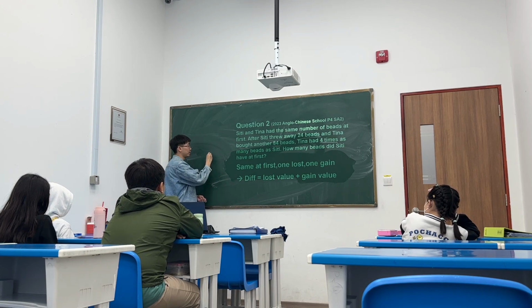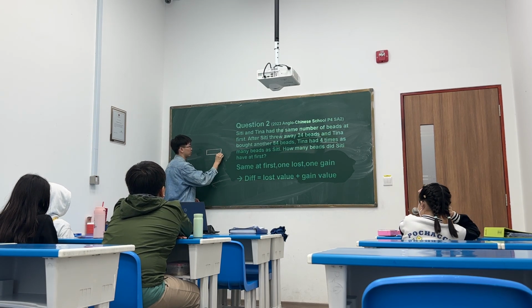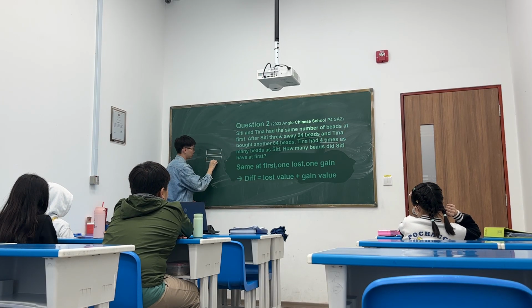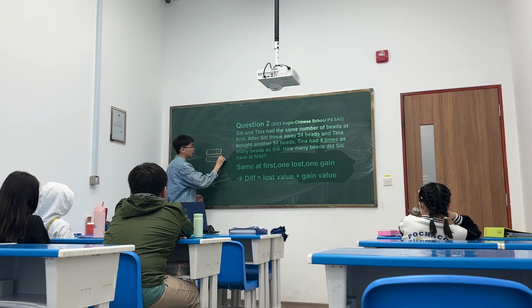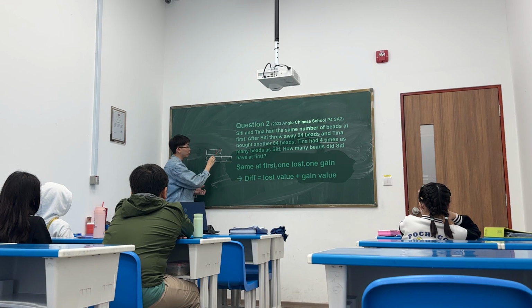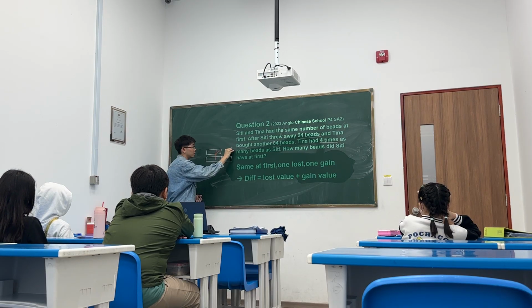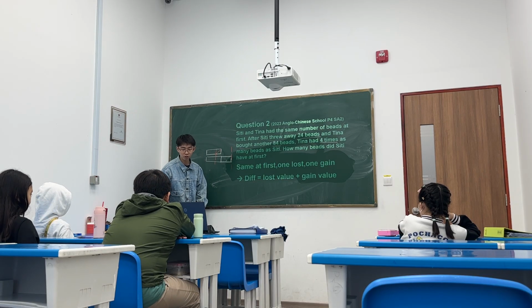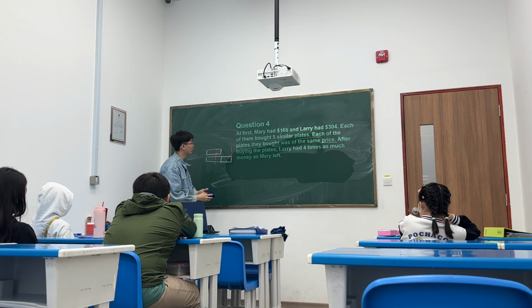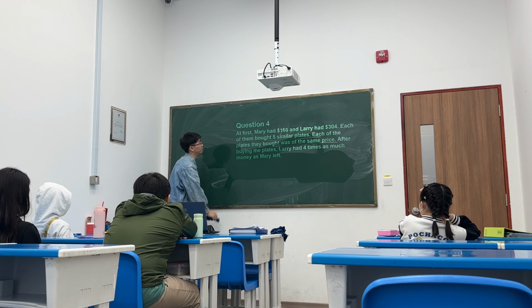Okay, so they have the same at first. Now 1 loss, then this part has been lost. 1 gain, this one has been gained. Then your new difference is over here. It is the loss value plus your gain value. Okay. Moving on, let's take a look at another variation.